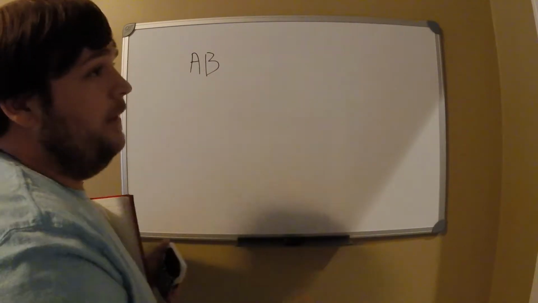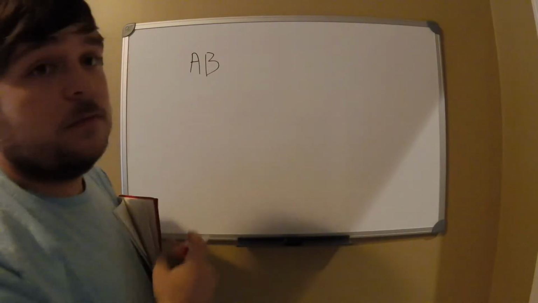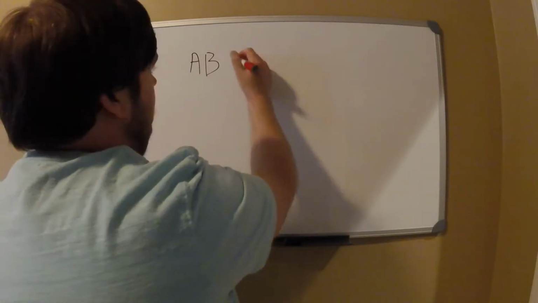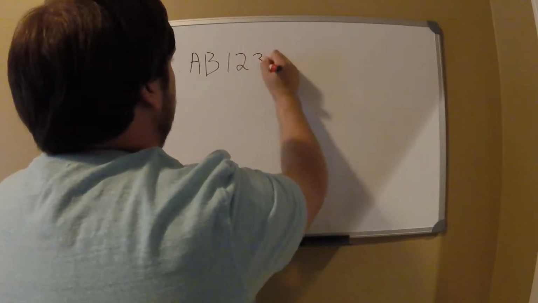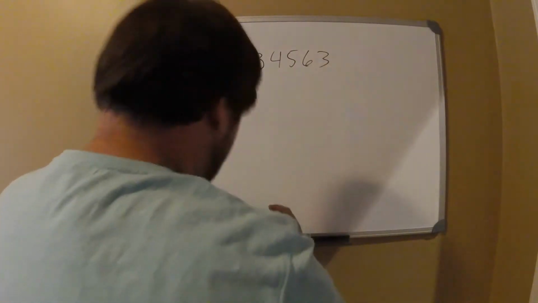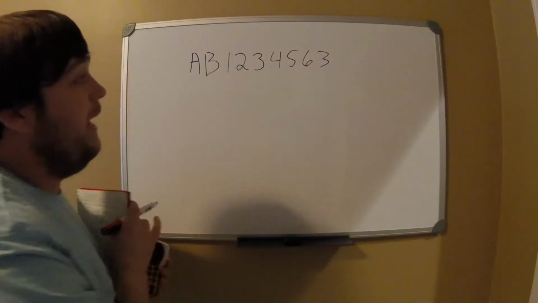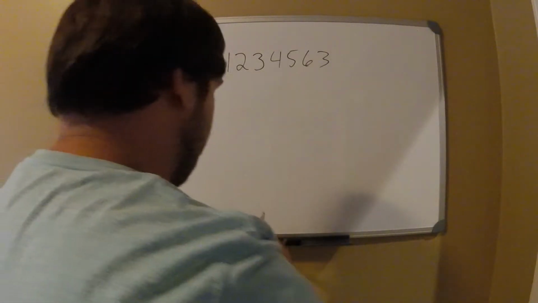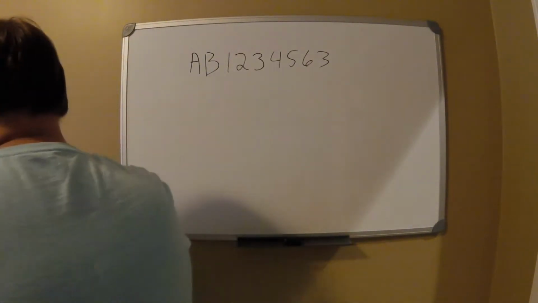Or if it was Dr. Smith, it would have been AS. But anyway, the letters are followed by 7 numbers. So 1, 2, 3, 4, 6, 3. And the way this is calculated, and I know it doesn't look calculated, but it is, we'll go over now.